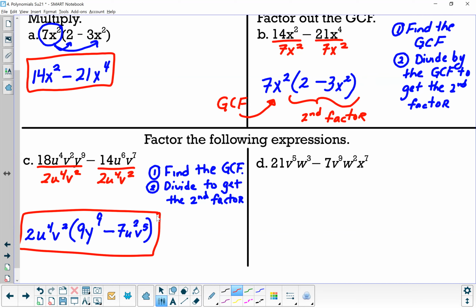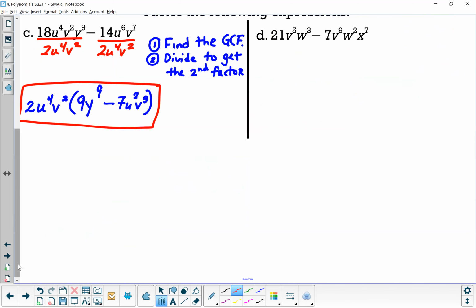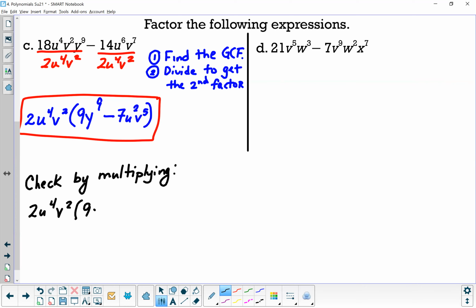Now you can check your work by multiplying. All right, so why don't I do that below? I wanted to check my work by multiplying. So I can see, do I have an equivalent expression? So we have 2u to the 4th v squared, multiplied by 9y to the 9th minus 7u squared v to the 5th, close parentheses.